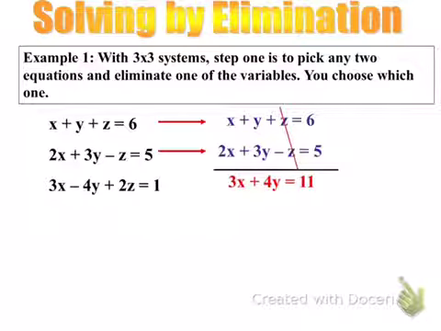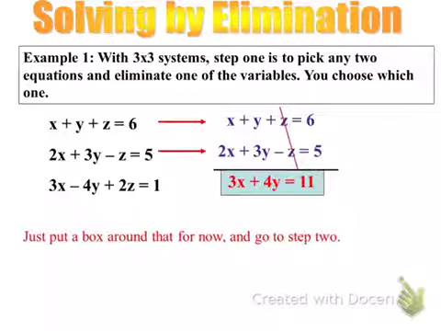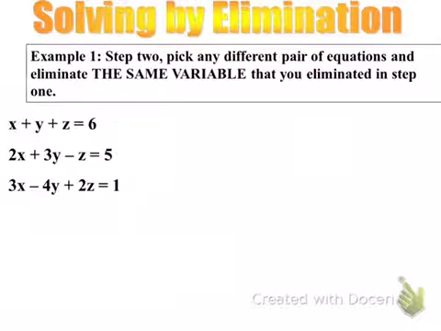All right? The next step is to pick two different equations and eliminate z again. We're just going to keep this equation, 3x plus 4y equals 11. You can actually put a box around it, because you can get lost. There's a lot of work going on here, and you could lose things if you're not careful. 3x plus 4y equals 11. Now, we've eliminated z. We need to eliminate z again using two different equations. Which two equations could we use? The bottom two work. You could use the first one and the third one, but you'd have to multiply by a negative, and that's a little more clumsy.